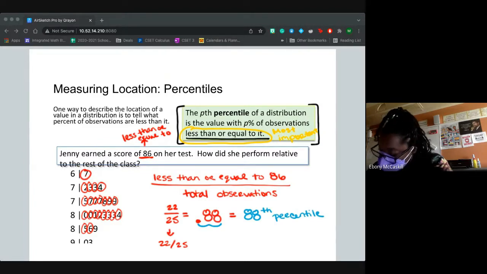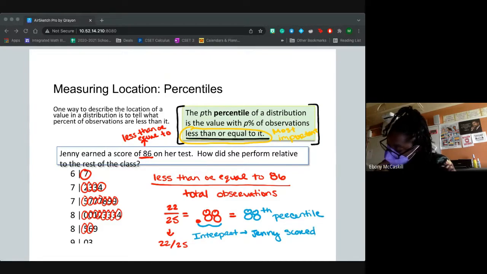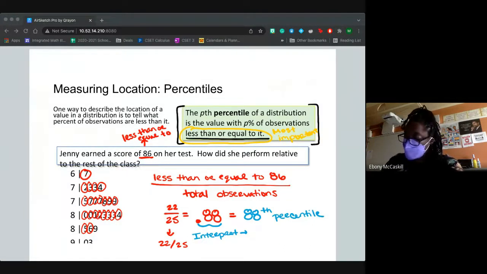And so I'm going to write down what this means. I'm going to interpret it. That's why I interpret this. That means that Jenny scored... actually, oh, no worries. Actually, let me change that, okay? I want to keep the same language. So instead of talking about how Jenny scored higher, we're going to talk about where she places, okay?